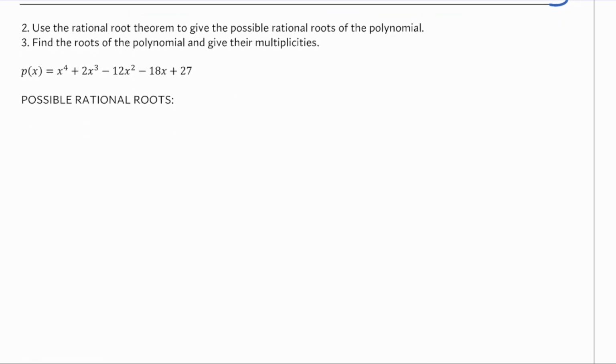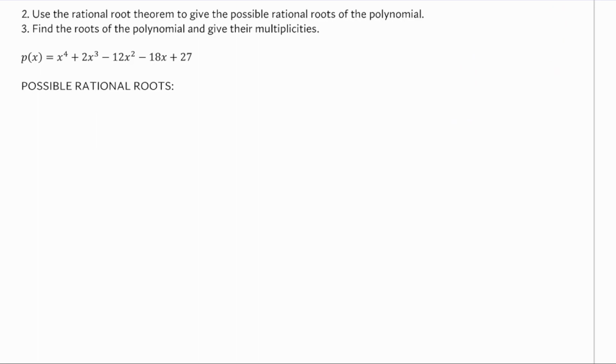Okay, we're going to do the same thing for number 2, but then on this one, we're going to actually find the roots. So the possibilities are going to be, okay, factors of 27 divided by factors of 1. So it's just all the factors of 27. Okay, 9 is a factor of 27, so is 3.